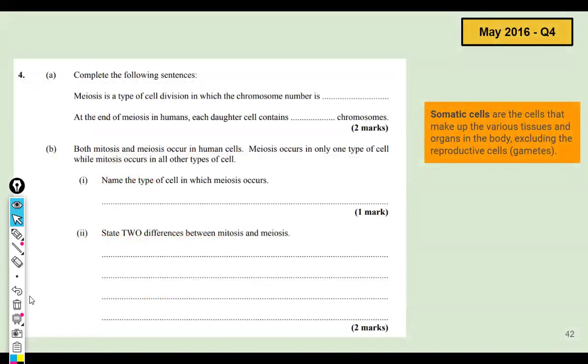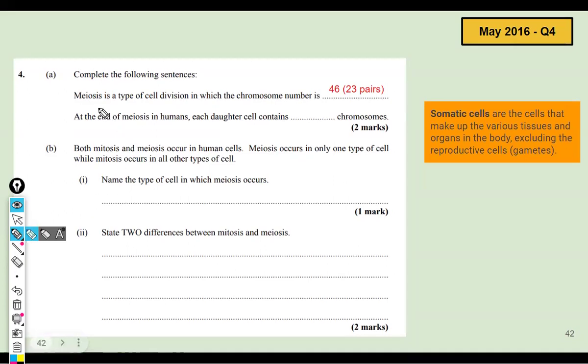Complete the following sentences. Meiosis is a type of cell division in which the chromosome number is how much? How much do you think? Meiosis, the one with the E. Did I get that correct or is that wrong? I think that one is wrong. So I have a wrong answer here. Meiosis has 23 chromosomes, not 46. So I made a genuine mistake there. It's a good thing I read my own answer.